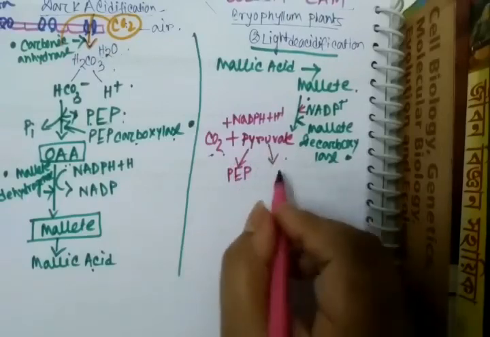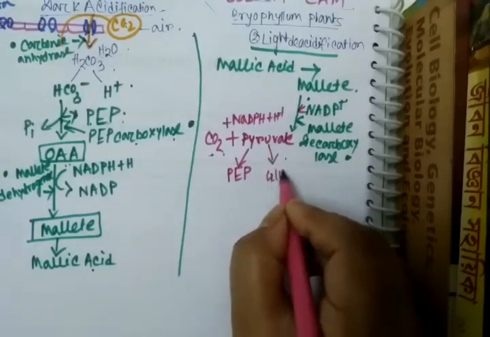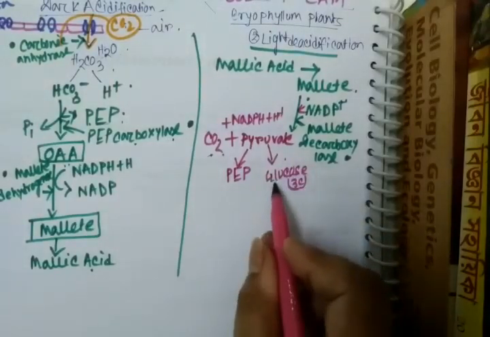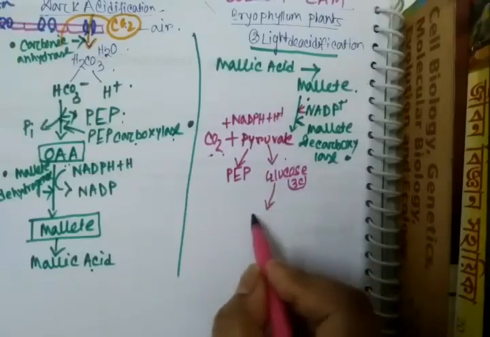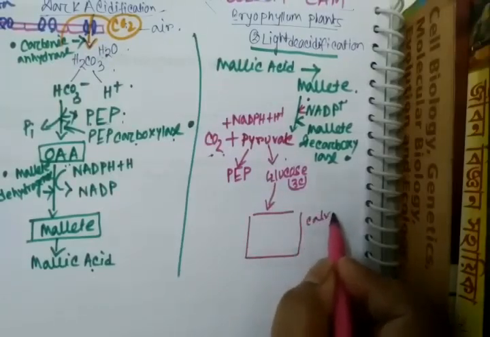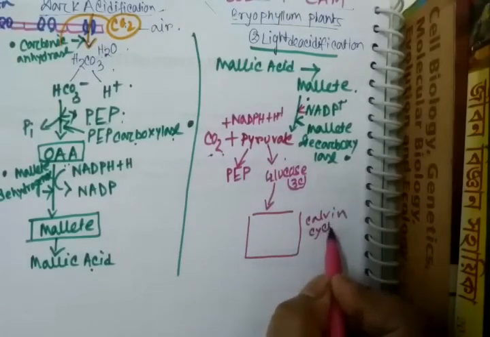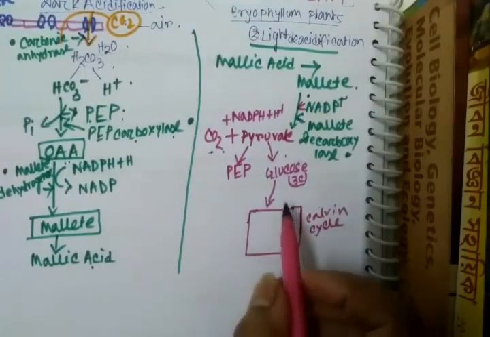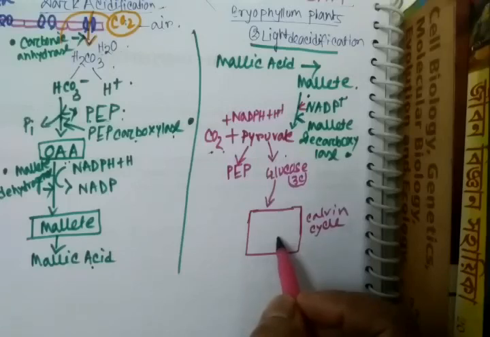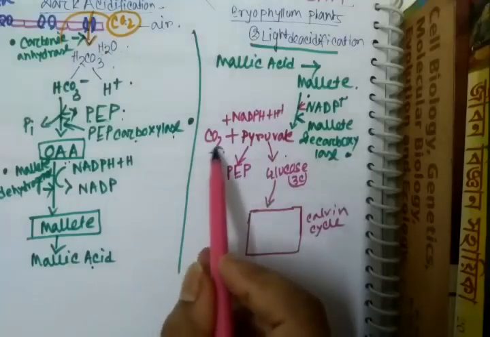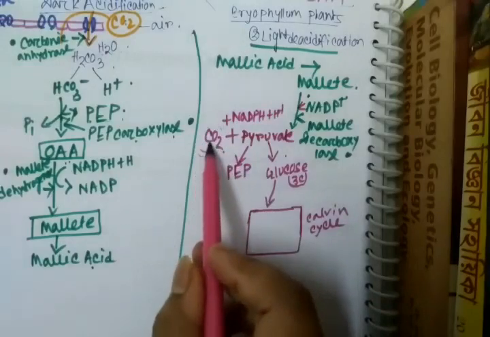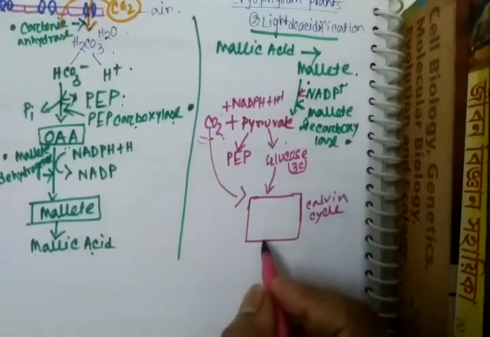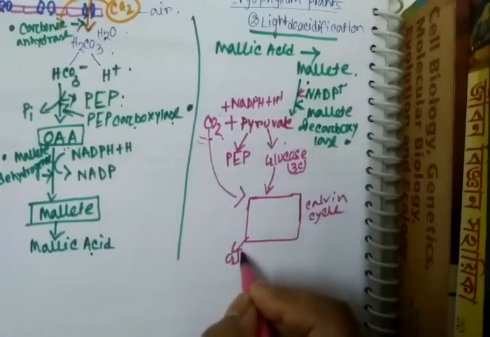And in the second phase, it will form a glucose compound, which is a 3-carbon compound, and the glucose will enter into the Calvin cycle. We all know, in the previous video I shared this Calvin cycle. If you don't know about the Calvin cycle, please watch this video. And the glucose enters into the Calvin cycle, and the CO2 which is formed will also enter into the Calvin cycle, and after this it will form glucose.